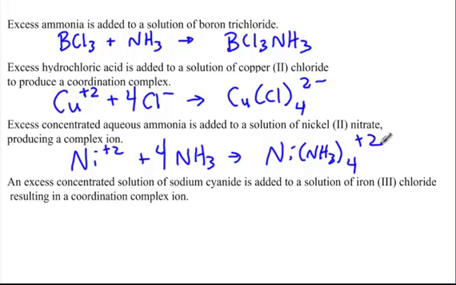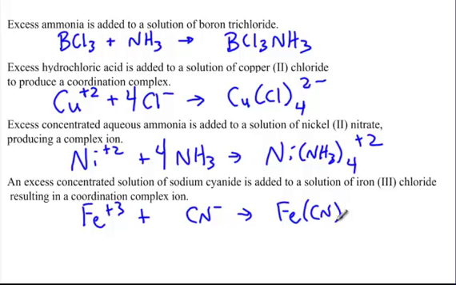And the last reaction I have is iron plus 3, plus I have cyanide, CN minus. That's our ligand here, our excess concentrated. Our iron is going to come together with our cyanide. Look at my charge on my iron. It's plus 3. So how many cyanides do I need? I need 6. And I just need 6 right there. Let's add up my charges. Plus 3, -6, -3.